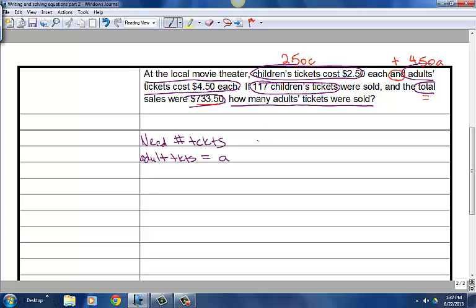My equation is probably going to look like this. $2.50 for all of the children's tickets and $4.50 for each of the adult tickets gives me a total of $733.50. This makes sense because this is a dollar amount, $2.50 times each child ticket. That would give me a dollar amount when I got done multiplying. And I'm adding it to another dollar amount here, and I'm going to have an end result of a lot of dollars here. So my equation makes sense. Dollars plus dollars equals dollars.